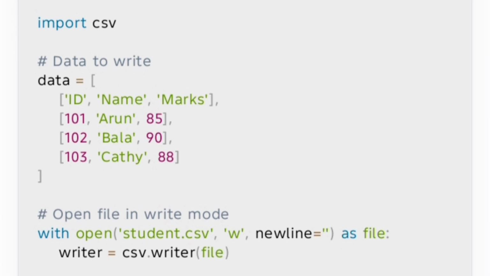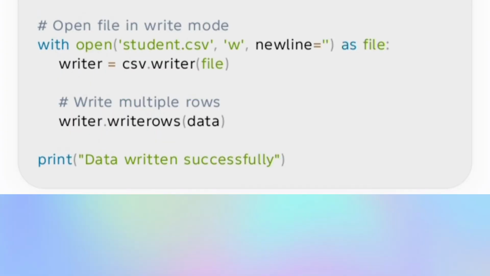with open('student.csv', 'w', newline='') as file, writer equal to csv.writer(file). The file object is passed to the writer function. Writer is a function, and we pass the parameter, the file that will contain the data. What data does it contain? id, name, and marks. Open the file in write mode.